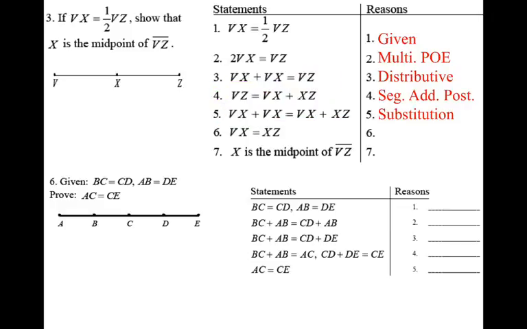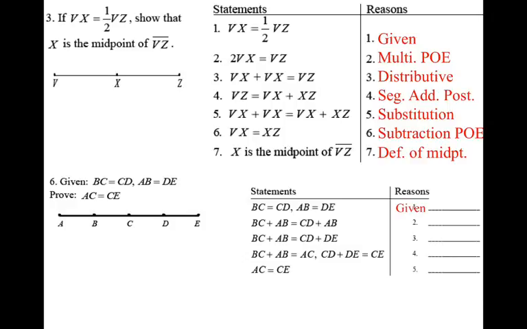Now, the whole point in doing that is because in step 6, you can just go back to step 5 and subtract off a Vx from both sides. And so then you just have Vx equals Xz. So that is the subtraction property of equality. And now that we've said Vx is equal to Xz, then that means X is in the middle. And that's from our definition of midpoint.